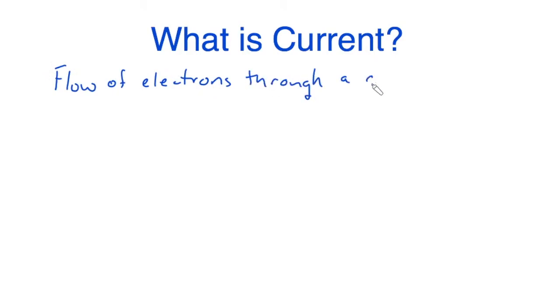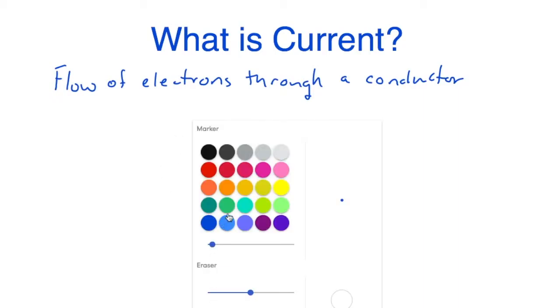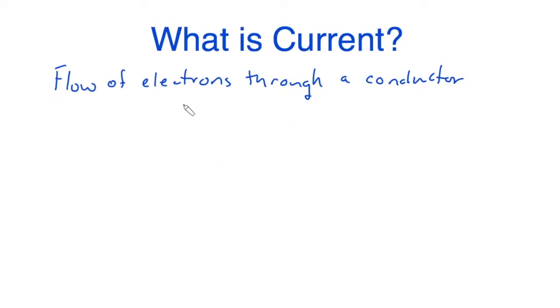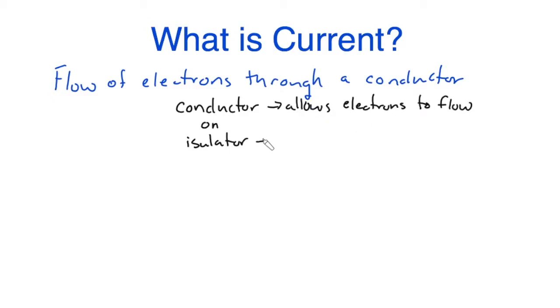So what is current? Well, first off, current is a flow of electrons through a conductor. If we remember back in early science, we have these two things: either a conductor or an insulator. A conductor allows electrons to flow, where insulators like rubber do not. So if I want electrons to flow, I'm going to need a conductor.